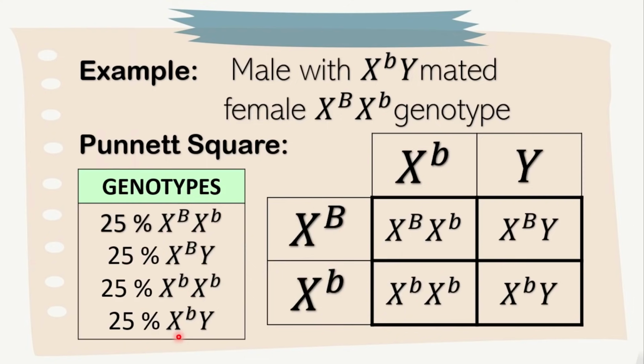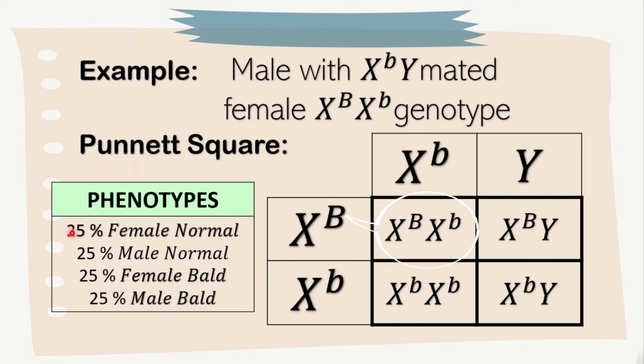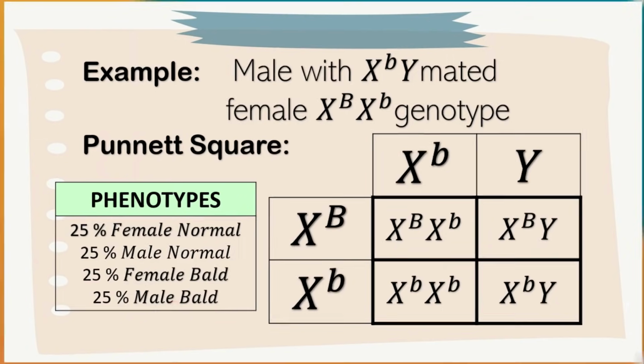How about the phenotypes? 25% female normal, 25% male normal, 25% female bald, 25% male bald. So that is how you cross using Punnett square in sex-linked traits.